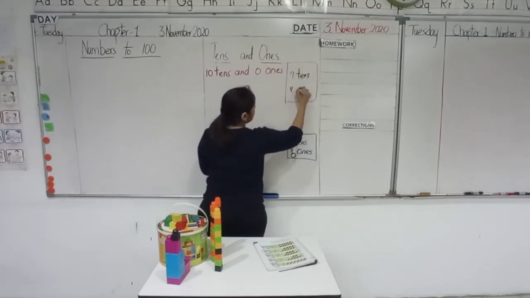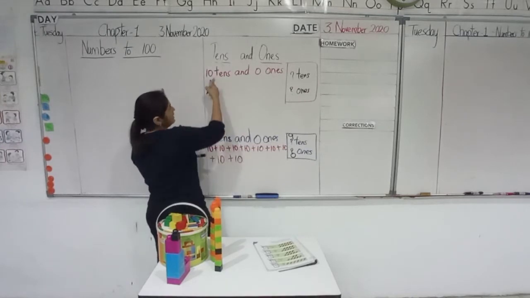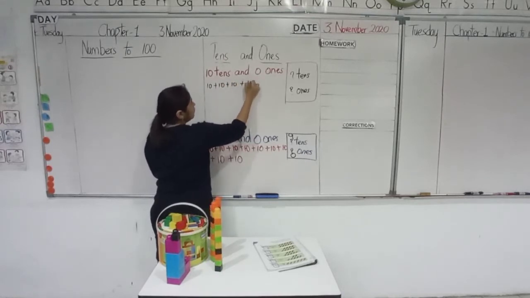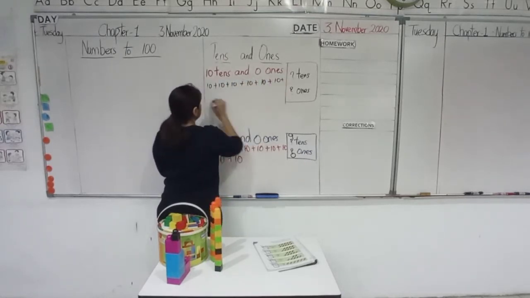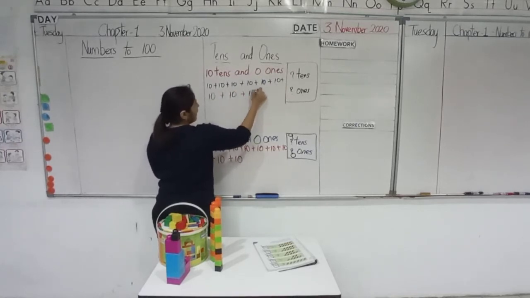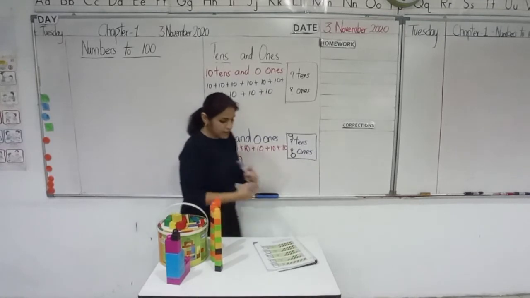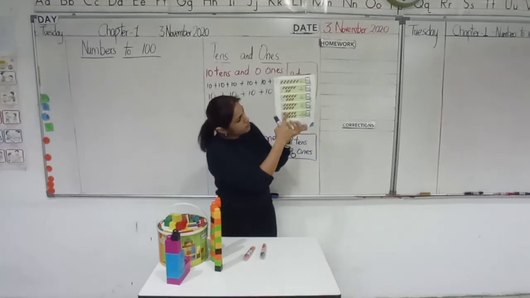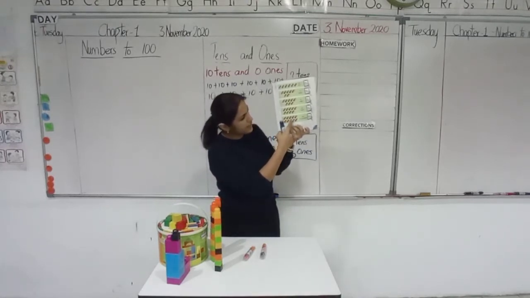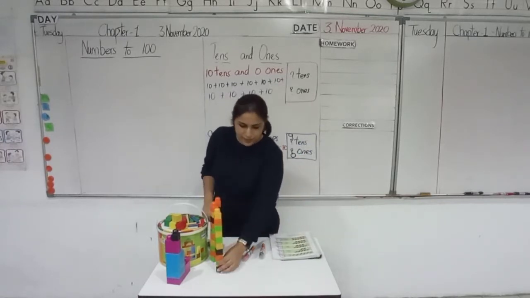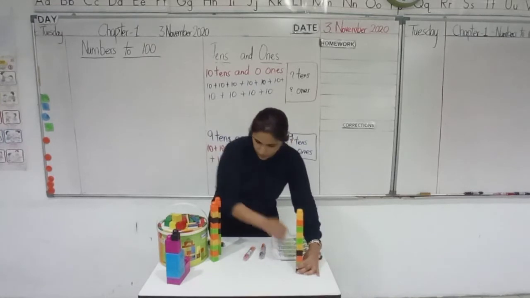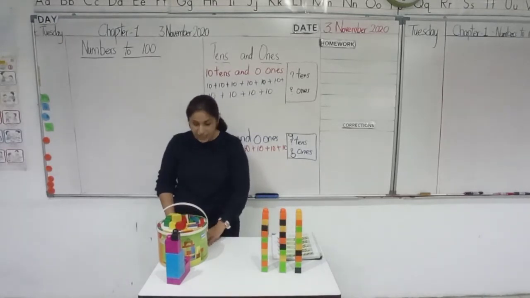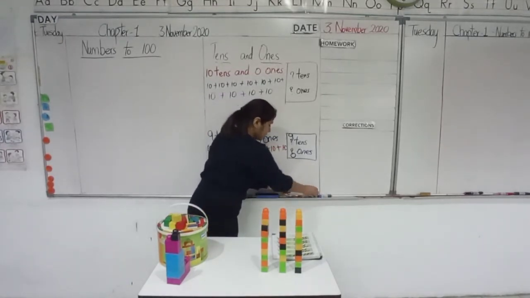Tens and ones. So there should be how many tens? 10 tens. So 1, 2, 3, 4, 5, 6, 7, 8, 9, and 10. So there are 10 bundles. If you can see, 1, 2, 3, 4, 5, 6, 7, 8, 9, 10. Just like this. Now I'm going to stack up. I'll see if I have 100 blocks. Alright?